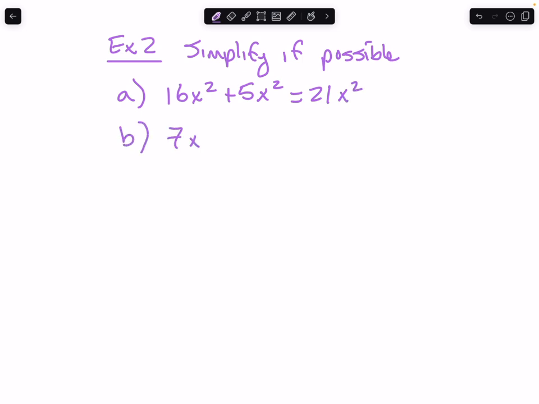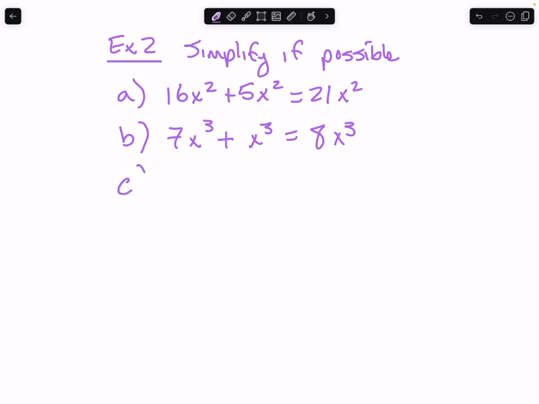Let's try another. What if we had 7x cubed plus x cubed? Well, again, these are the same type of animal. X cubed and x cubed can be added together. So our coefficient here in front of x cubed is 1. So we have 7 plus 1, which is 8x cubed.